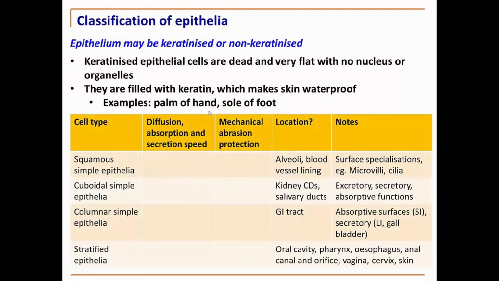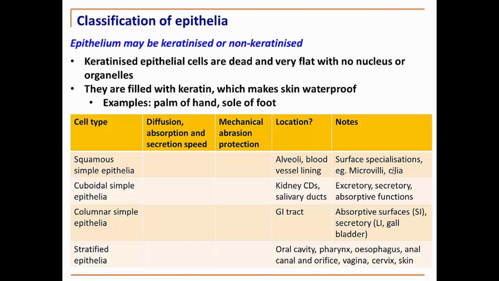Now, what I'd like you to have a little think about, here's a little table. I'm going to want you to pause it when I've stopped speaking and have a little look through it. All I really want you to think about in each cell type, so I'll give you the first one, is squamous simple epithelia. Remember what squamous is: flattened. It's found in your alveoli and your blood vessel lining. Extra notes for you, just additional little points: they're involved in surface specializations, so your microvilli in the GI tract, for example, to increase surface area and aid in absorption, and the cilia that we've already talked about in the respiratory system.